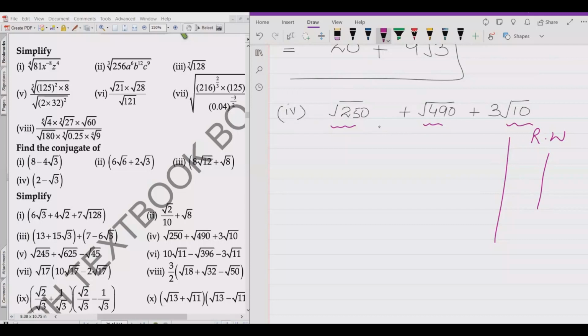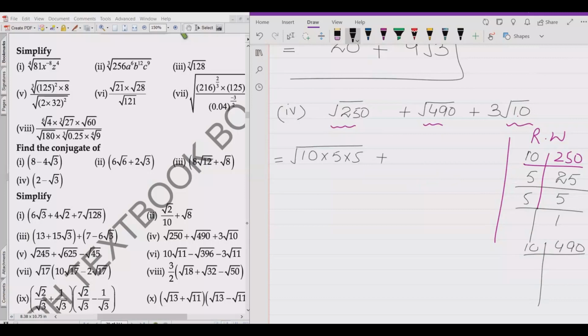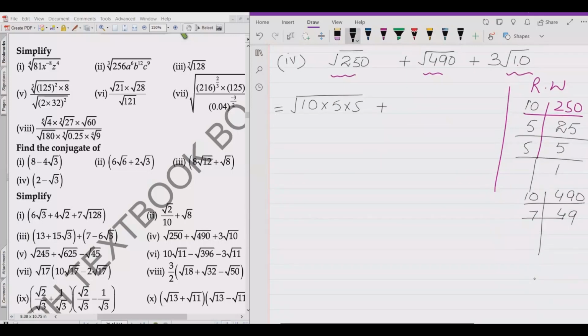So first we will divide 250. So we have the 10 here. So what we do is divide by 10. If we divide 250 by 10, we will get 25, right? 10 times 25 is the 250 we will get. And after that, 5 fives are 25, 5 ones are 5. So we have here 10 multiplied by 5 multiplied by 5, right? And if we talk about this one, it is 490. If we divide by 10, 10 times 49 is 490, right? And 7 sevens are 49, 7 ones are 7. So we will keep here 10 multiplied by 7, 7.